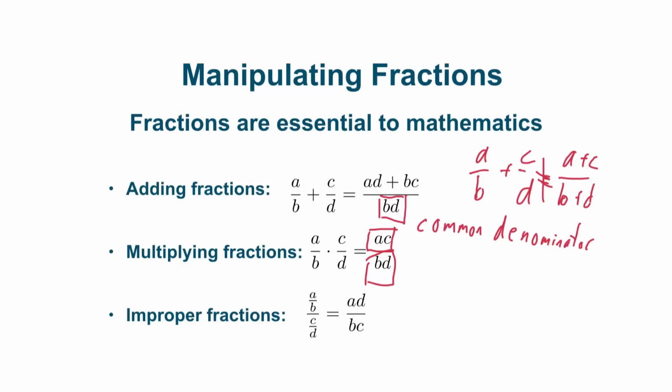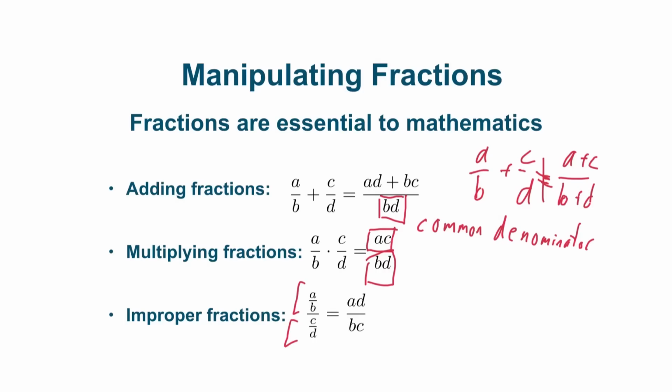Simple. Now the last thing we want to look at is what's called improper fractions, which are just fractions of fractions. So if I have a fraction, a over b, and I divide that by another fraction, c over d, I can simplify this in a natural way so that I remove some of the fractions. This is equal to a times d over b times c.